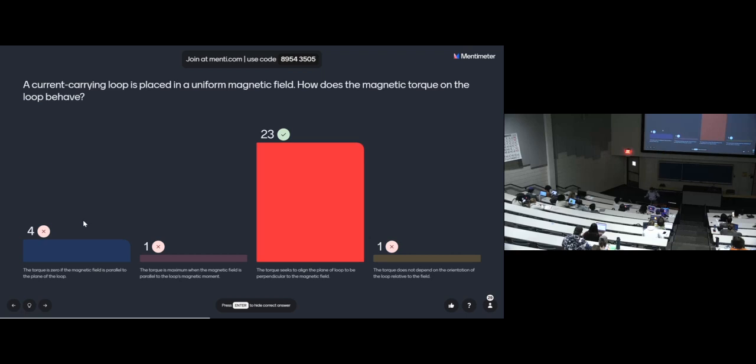The second answer, the torque is maximum when the magnetic field is parallel to the loop's magnetic moment. No, if the magnetic moment and the magnetic field are parallel to one another, take the cross product and the torque is 0. So the torque is minimum when the magnetic field is parallel to the loop's magnetic moment.